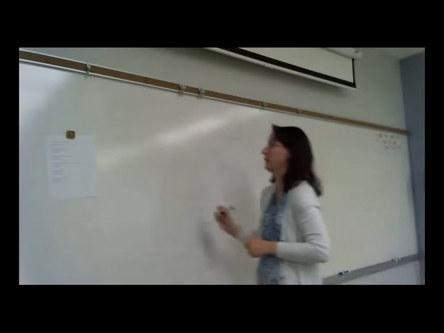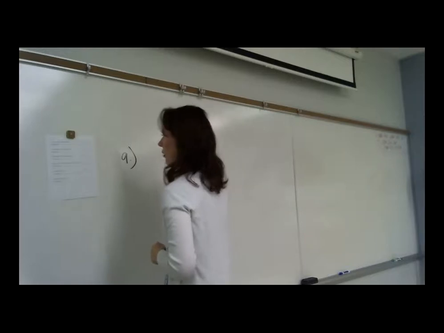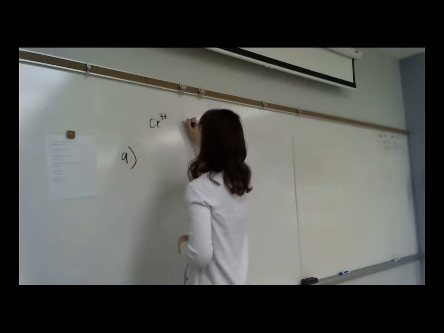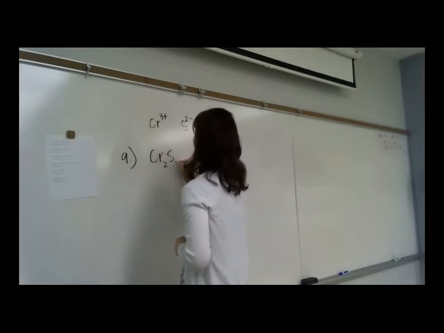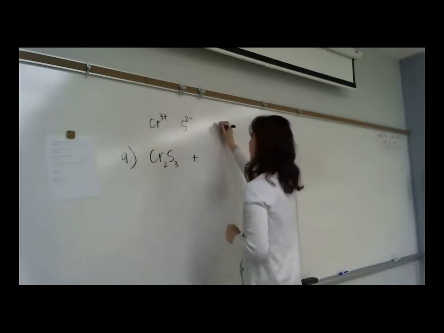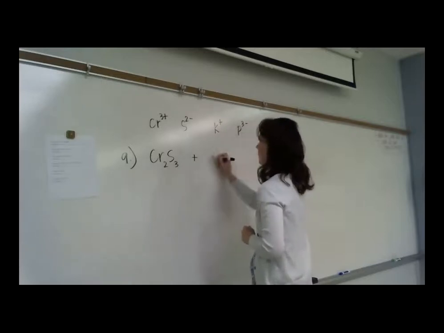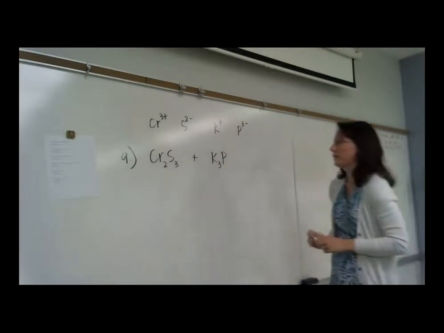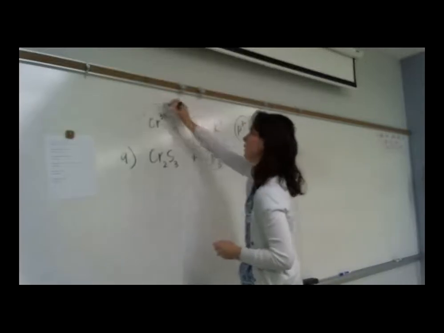Okay, number 9. Chromium 3 sulfide. So that's Cr3+, and sulfide is S2 minus. So that's Cr2S3. Reacts with potassium phosphide. So that's K+, and that's P3 minus. So that's K3P. All right, so this is also double displacement, right? Another double displacement. So here we go.